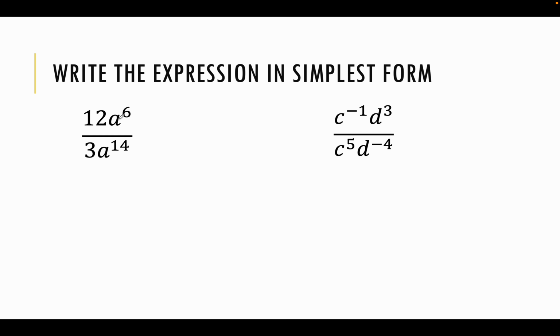For our first example, we have 12a to the 6th over 3a to the 14th. We'll talk about the 12 and the 3 in a moment, but a to the 6th, 6 minus 14 is -8. So if you notice, there's 6 a's on top, 14 a's on the bottom, so it makes sense that it's a -8 because the 8 that are remaining, when I cancel them out, will be on the bottom. And then this 12 over 3, we can just simplify that as a regular 4. So you can write it as 4 times a to the -8th, or 4 over a to the 8th.